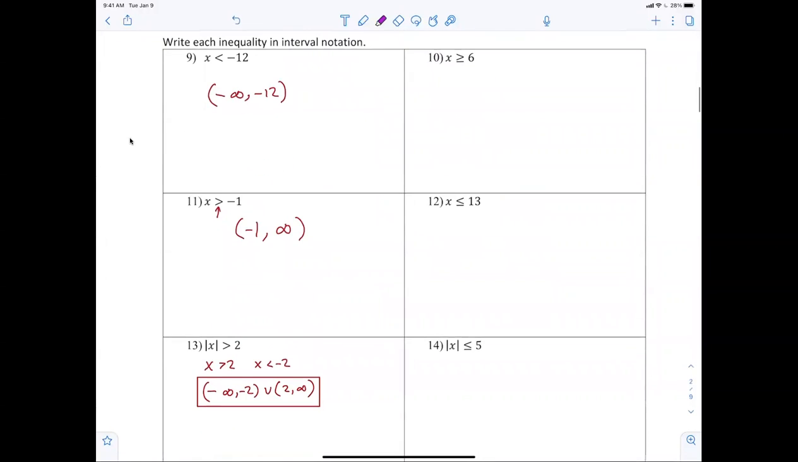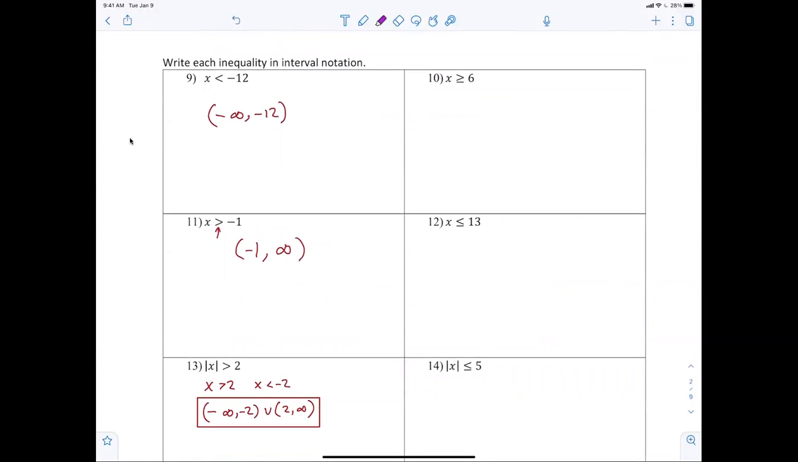Here we go. Number 10. Now you're writing in interval notation, which is pretty much standard. So if x is greater than or equal to 6, you should have put a bracket 6 to infinity. Yes. Anybody have any questions with 10?